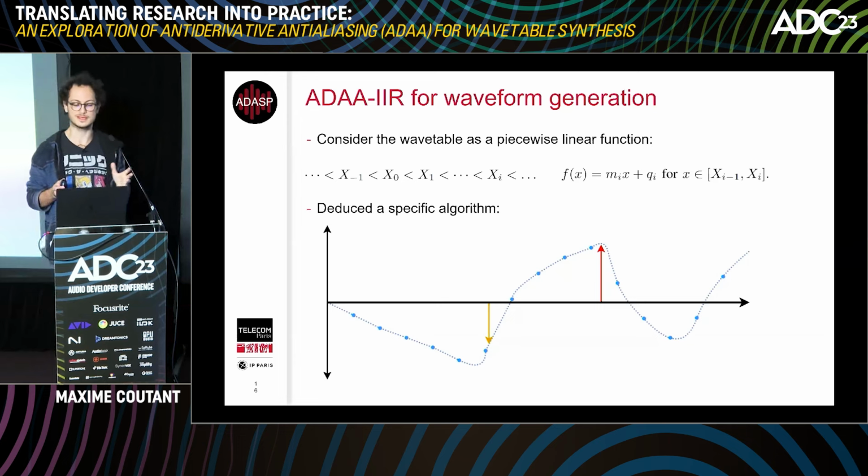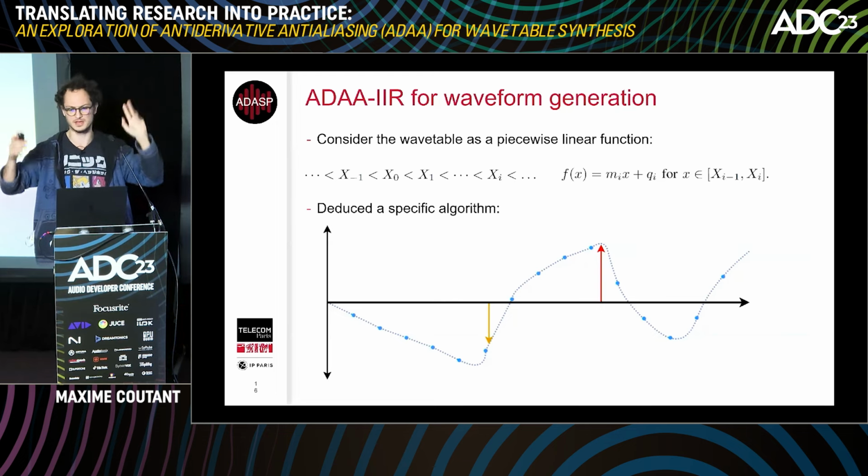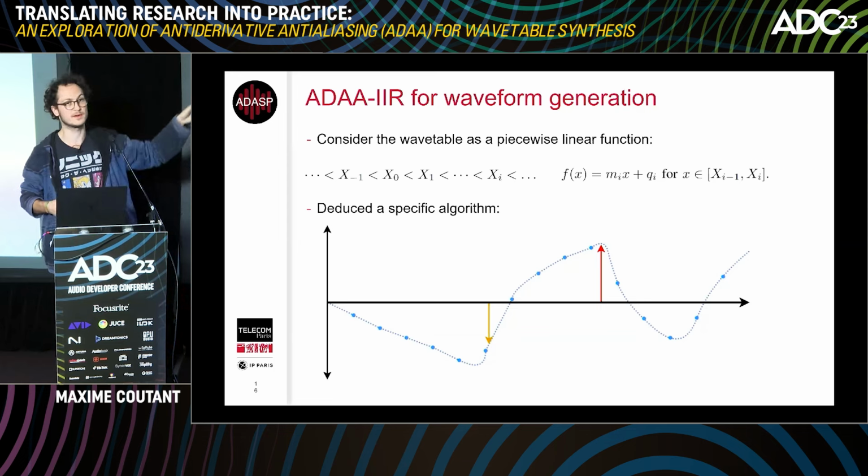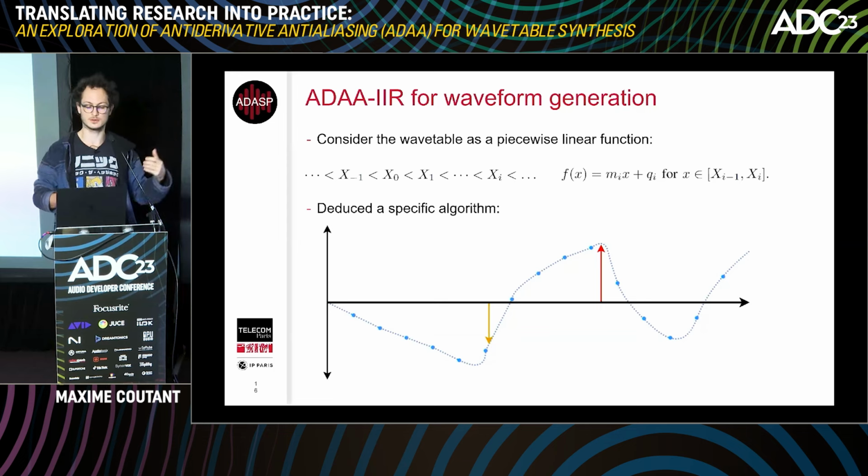So the idea, the trick, is to consider your wavetable as a piecewise linear function. And a linear function is easy to differentiate. So you have the big X, which are the points in your waveform, the samples you have in your waveform. It works with waveforms that are not even sampled continuously. You can have points anywhere. And locally, it's defined by M, X plus Q. M and Q are the actual values we're going to use in the computation.